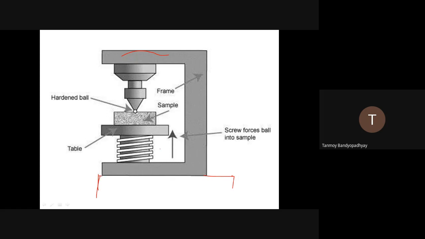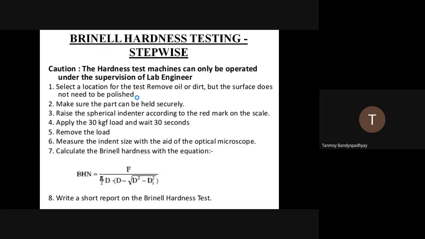This one is the elevating screw. This goes up, and this is the sample. The sample is kept in touch with the hardened steel ball, and here you have a load and pulley arrangement. Using the load and pulley arrangement, the load is applied on the specimen. Once the load has been applied, the specimen is removed, you measure the impression diameter, and from there you calculate the BHN value. So this is just a stepwise procedure, starting with the initial one.